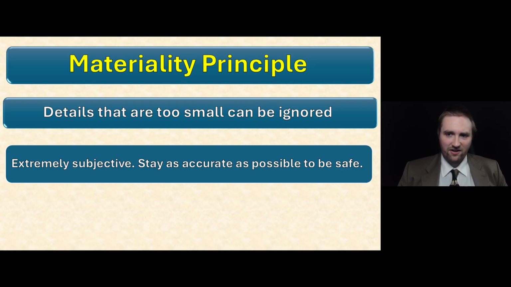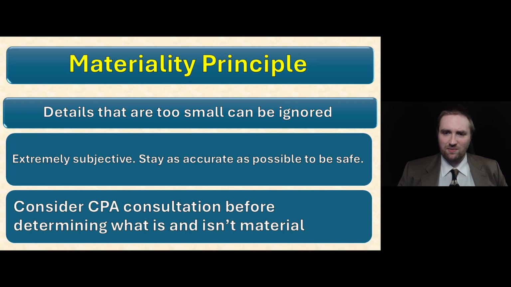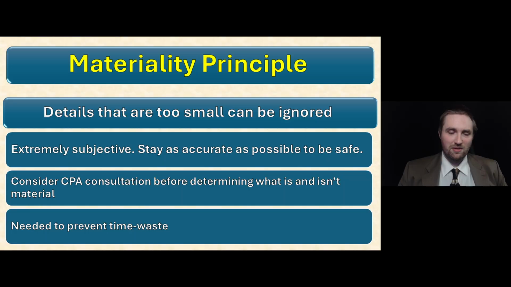if you're doing your own bookkeeping, I recommend making sure everything is penny for penny accurate. That, or at least consult a CPA before determining what's material and what isn't. That said, the materiality principle is important because by being able to ignore immaterial amounts, accountants and bookkeepers are able to collectively save countless hours of time.